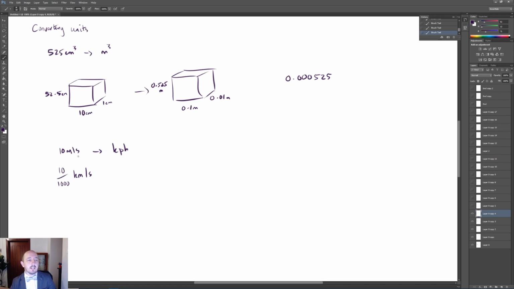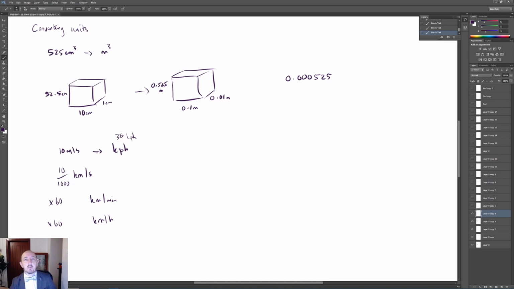Okay, so we've divided by 1,000 because 10 meters isn't very much in terms of kilometers, but seconds is very small compared to hours, so we're going to multiply by 60 to get this into kilometers per minute, and then times by another 60 to get it into kilometers per hour. Alright, so you just have to decide with the units. That helps you to decide whether you have to divide or times. And 10 meters per second is 36 kilometers per hour.